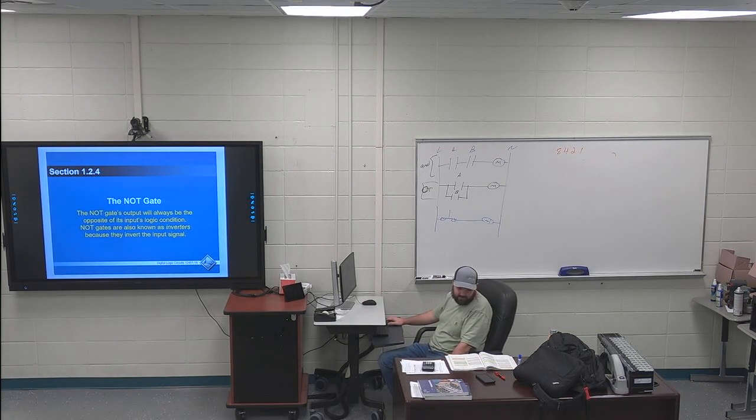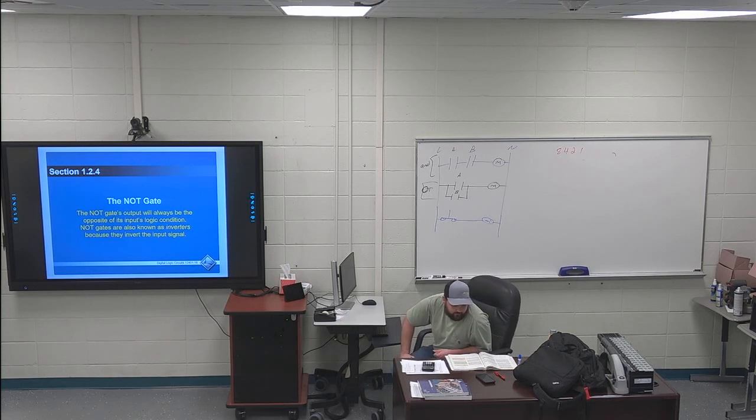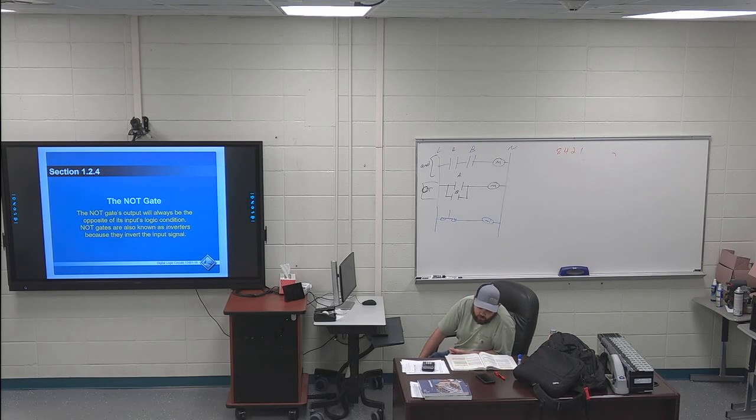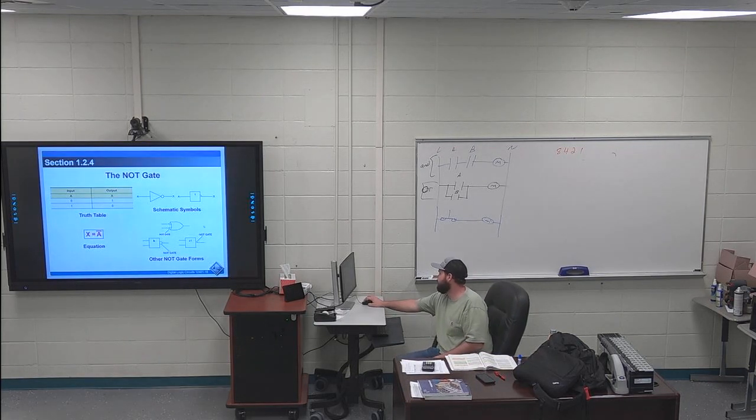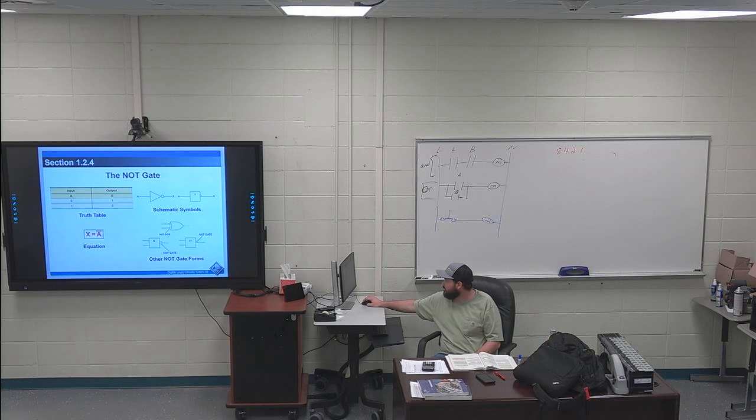Moving on to the NOT gate. 1, 2, 4, NOT gate. First sentence is highlighted. The simplest gate is the NOT gate, also known as the inverter. This is the symbol for a NOT gate, an inverter. If you have N in front of something, that's going to give you this little bubble in the front, and it's going to change whatever you have coming in to the output.